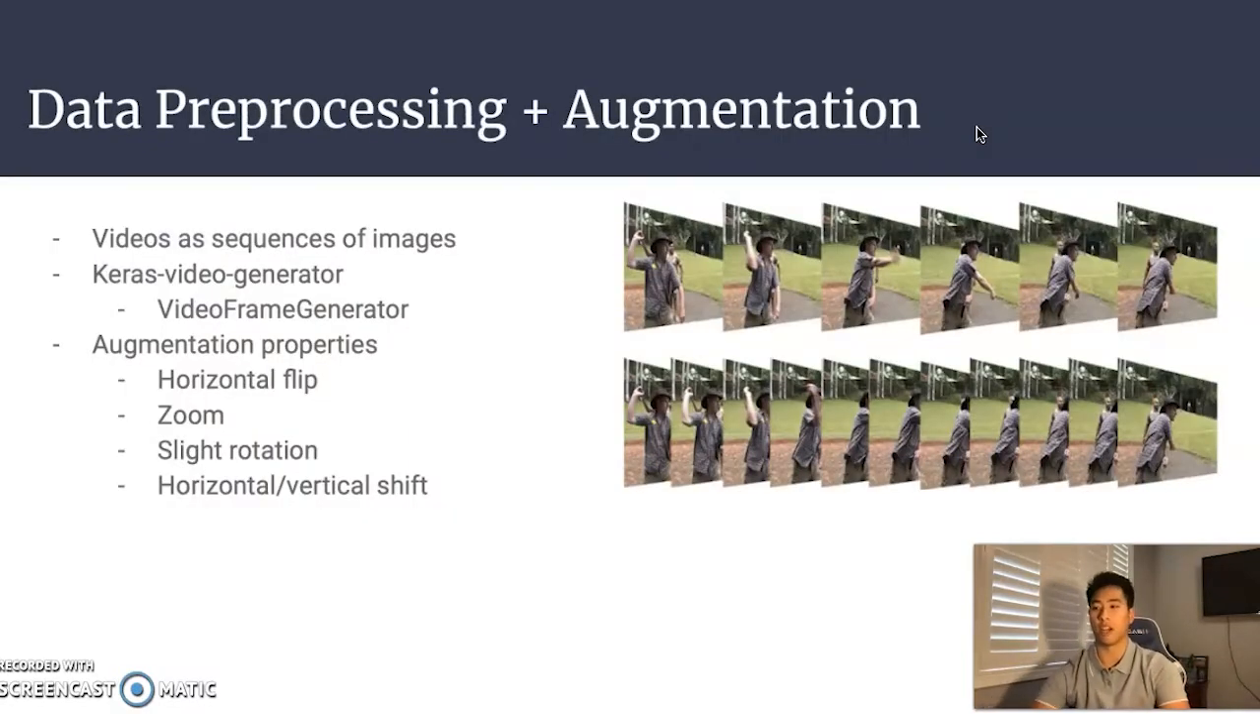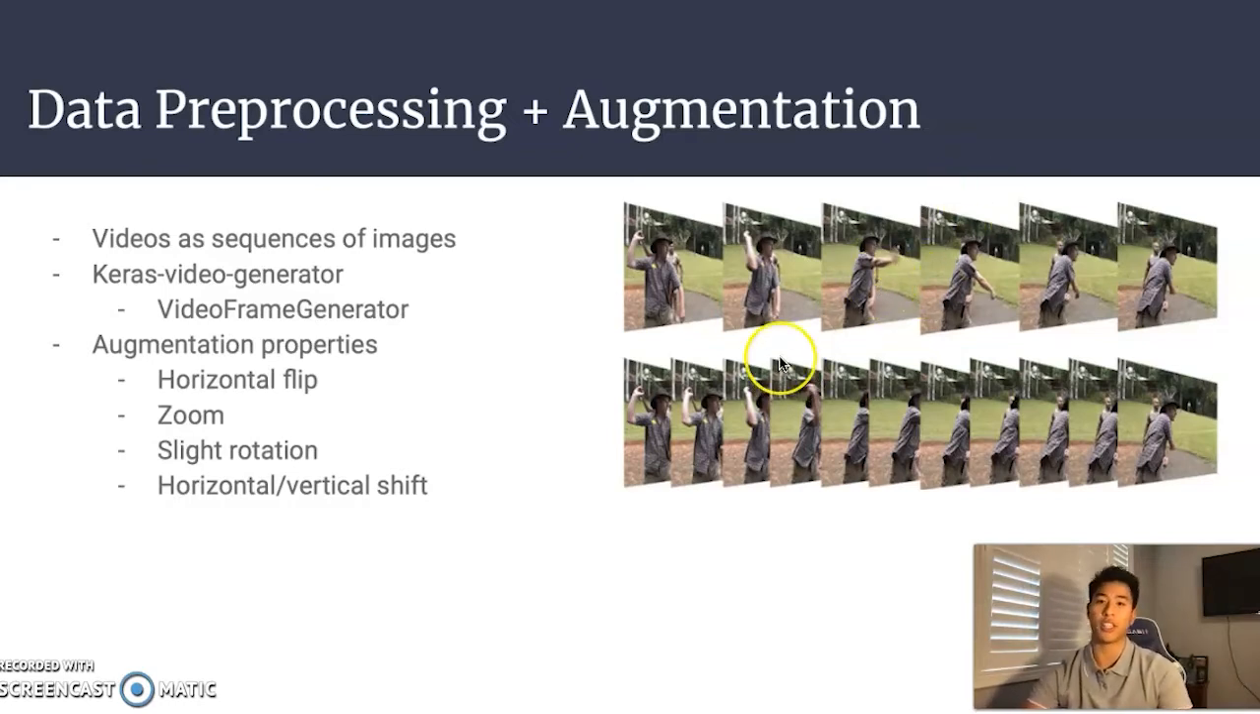Data preprocessing and augmentation is similar in videos as it is in images, except it has a few additional subtleties. Like I said before, videos are at their core sequences of images. Thus, individual frames, which are images, are temporally related with one another. So image data generator, which is commonly used for image augmentation, is good for augmenting individual images. But when you're considering a video, it fails to consider the temporal relationships between the images.